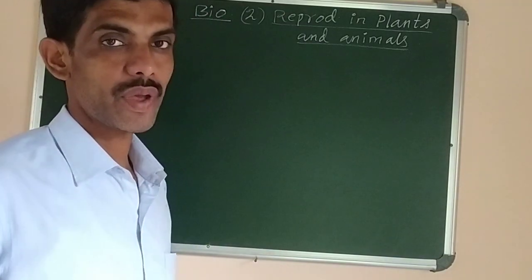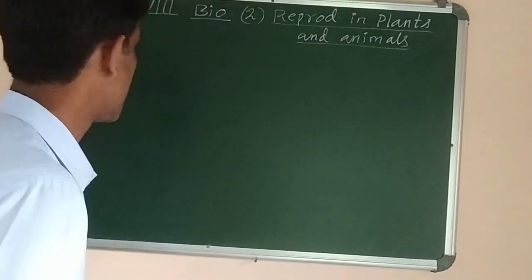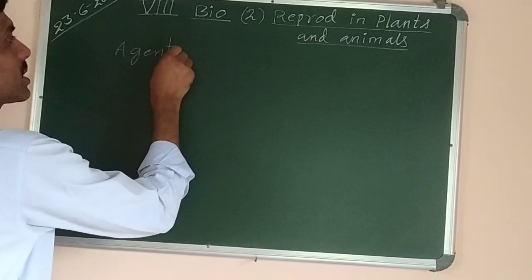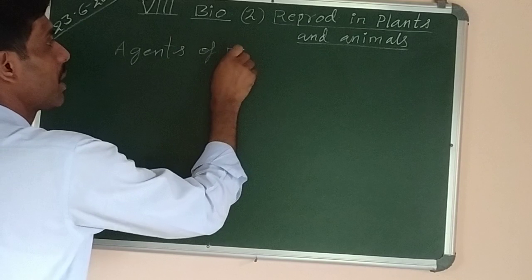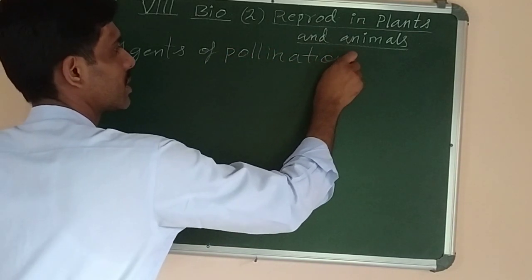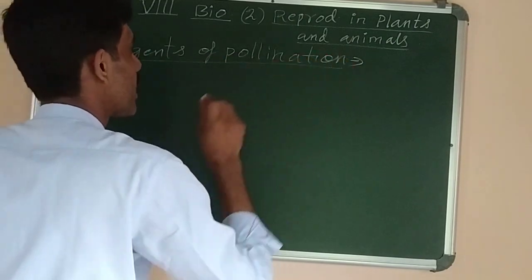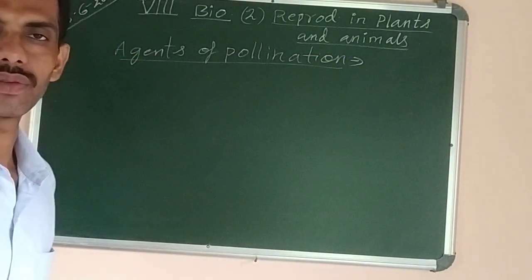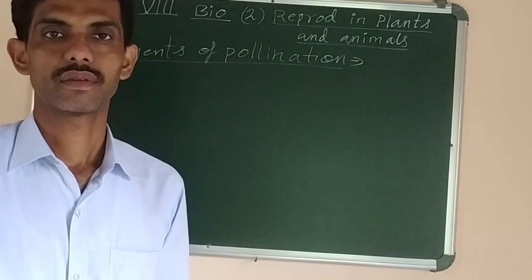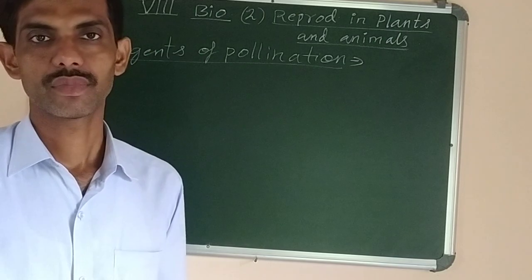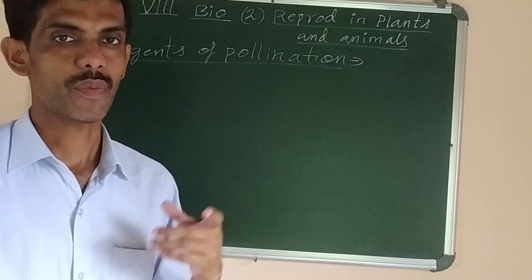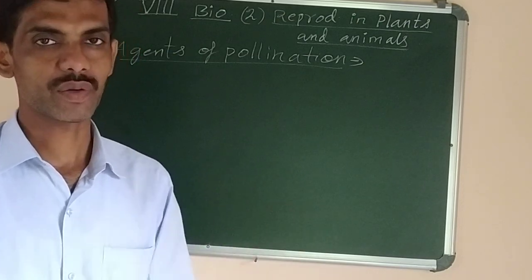Okay. Now today we are going to start the next topic, that is agents of pollination. You know what is the meaning of agents? I will try to lay stress on explanation instead of writing a lot, because all these are there in the book also. Now, what is the meaning of agents of pollination? Agents means those substances or those organisms who help to transfer the pollen grains from the anther of the flower to the stigma of a flower.